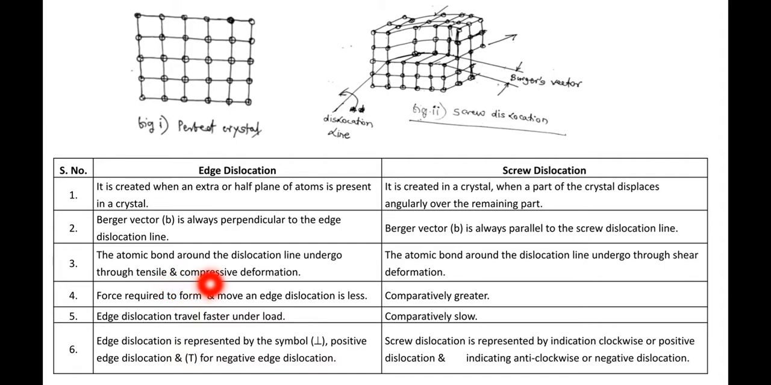The force required to form and move an edge dislocation is comparatively less, whereas for screw dislocation it is comparatively greater. Edge dislocation travels faster under load; screw dislocation comparatively travels slower. Edge dislocation is represented by the symbol inverted T or simple T. Inverted T is for positive edge dislocation and regular T is for negative dislocation. Screw dislocation is represented by a clockwise sign for positive dislocation and an anti-clockwise sign for negative dislocation.